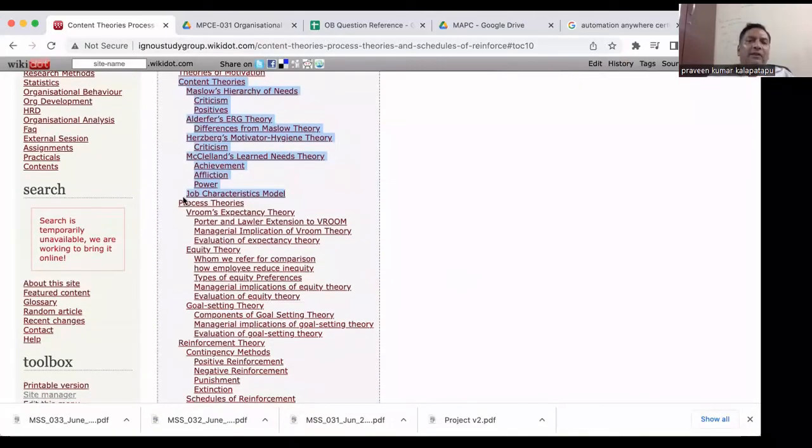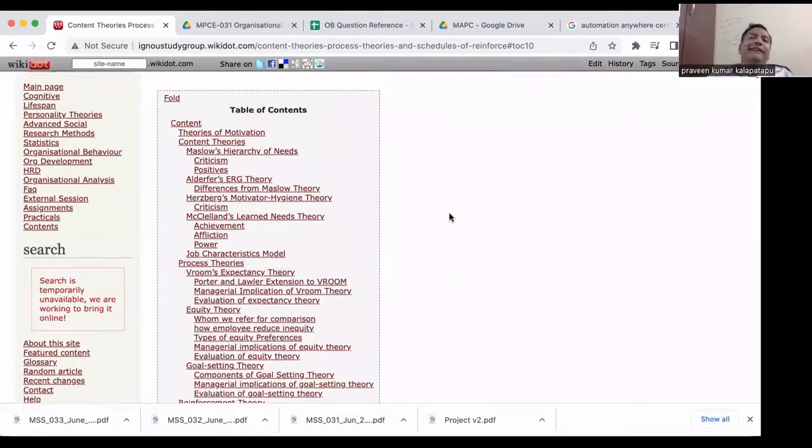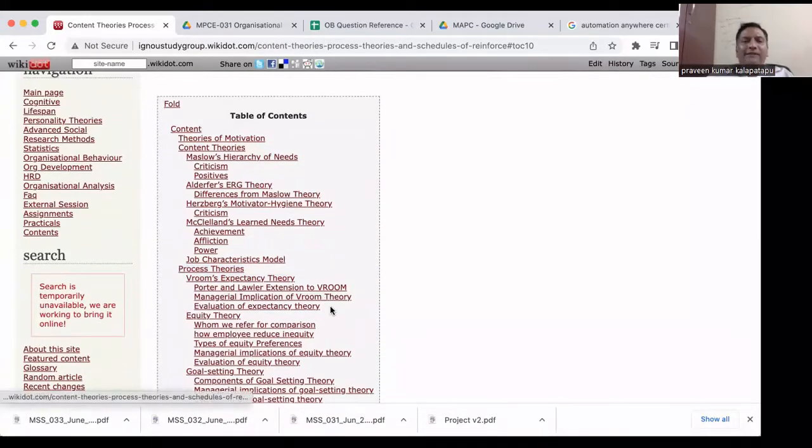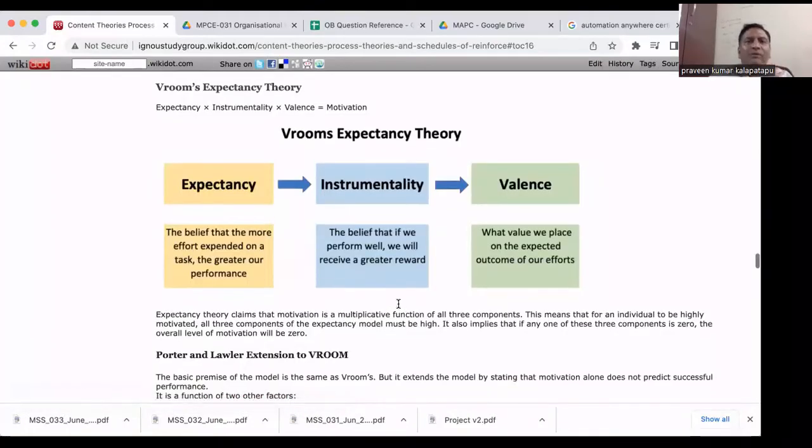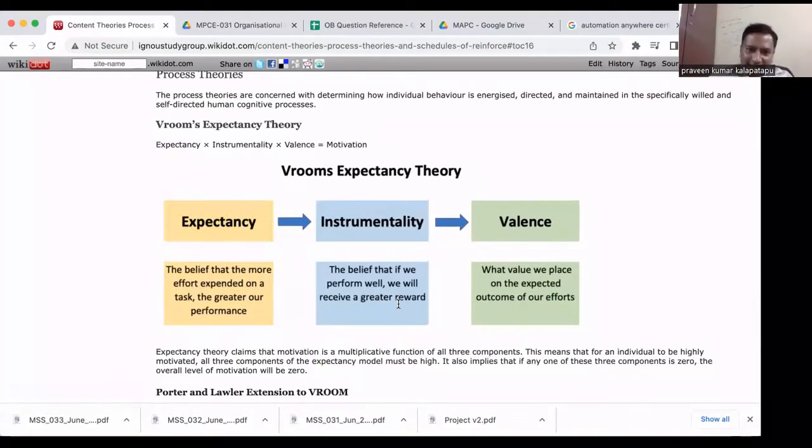Okay. So now go to process theories. Like content theories, there are multiple process theories. Content theories talk about root causes of motivation. What causes motivation? That is content theory. Now process theory says, forget about what causes, how it is done. That is the process theory. So now first comes Vroom's expectancy theory.